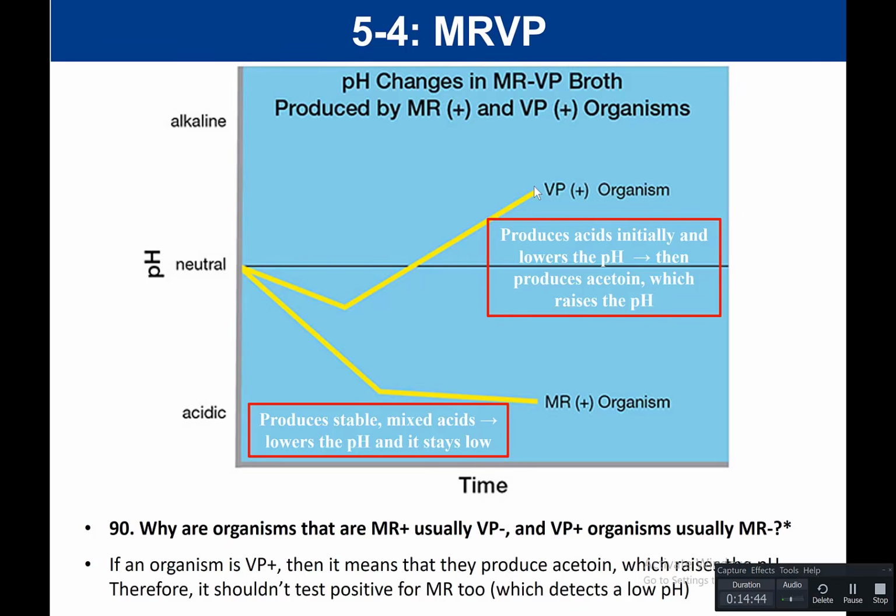So why are organisms that are MR positive usually VP negative and VP positive usually MR negative? And so I explained in that if an organism is VP positive, then it means that they produce acetoin, right? Because VP reagents will detect acetoin. So if they are VP positive, then they produce acetoin. Acetoin would raise the pH of the solution and therefore would not test positive with methyl red because methyl red only changes color if the pH goes below 4.4. So that's why organisms are usually one or the other, but not both.